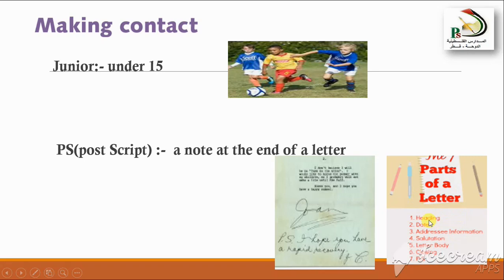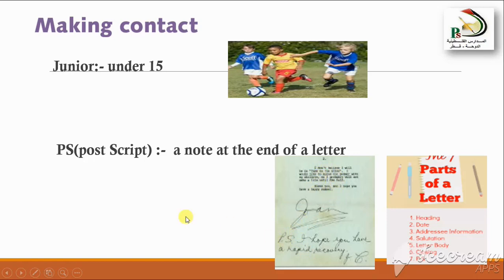We start with the heading, we do the date, then we write the address, then we say, Dear Mom and Dad, Dear Jack. Then you will continue with the letter body. Then you close the letter with best wishes and you write your name. Then you suddenly remember something. Of course, you cannot make any line over here.